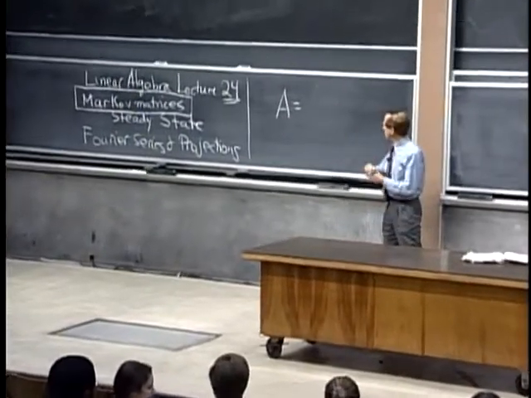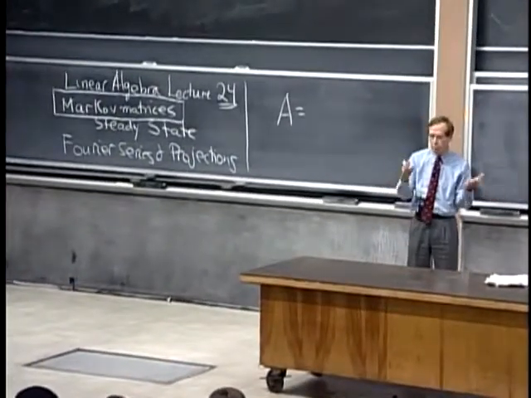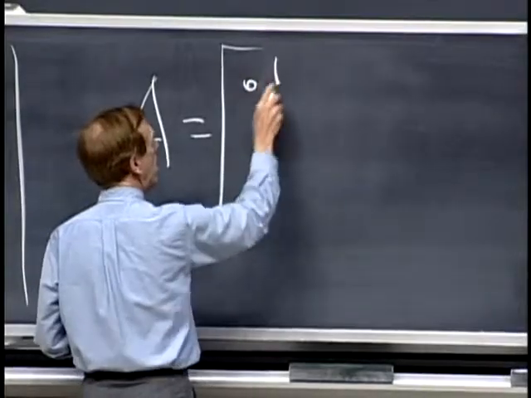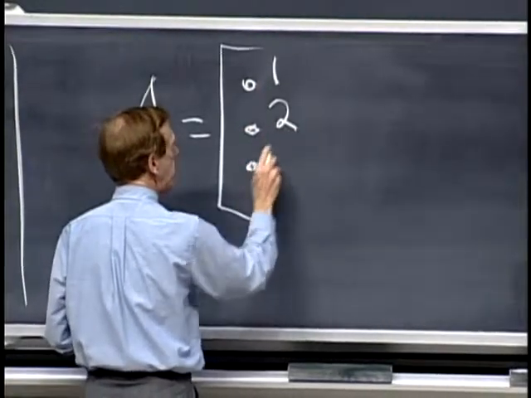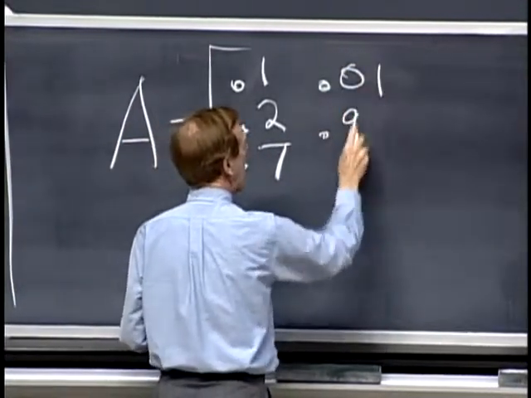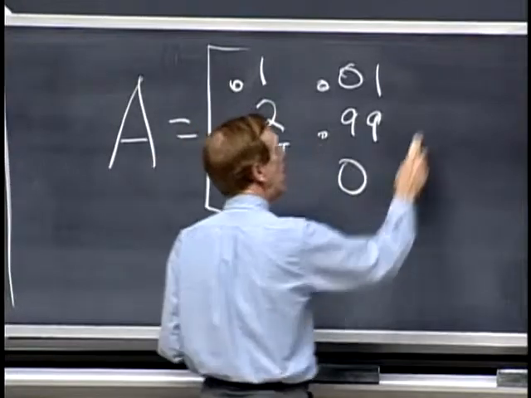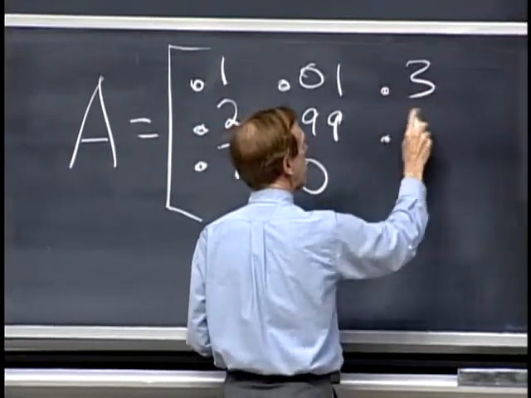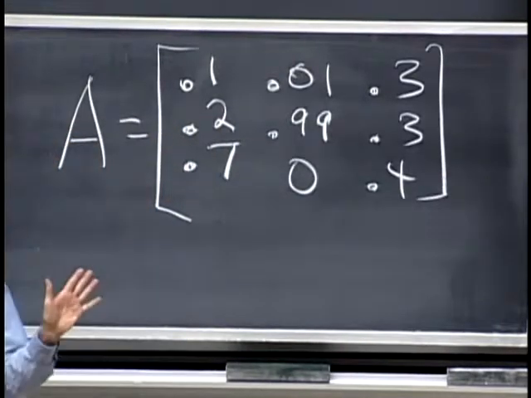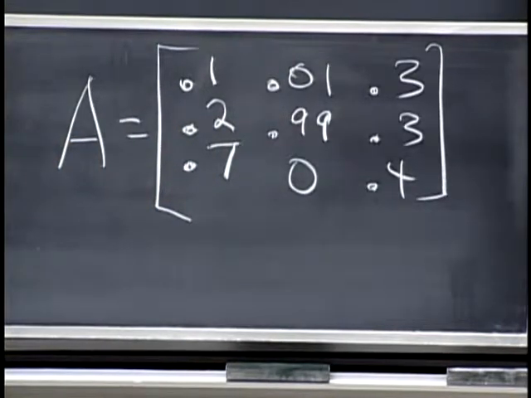Okay, what's a Markov matrix? Can I just write down a typical Markov matrix, say 0.1, 0.2, 0.7, 0.01, 0.99, 0, let's say 0.3, 0.3, 0.4. Okay, there's a totally invented Markov matrix.